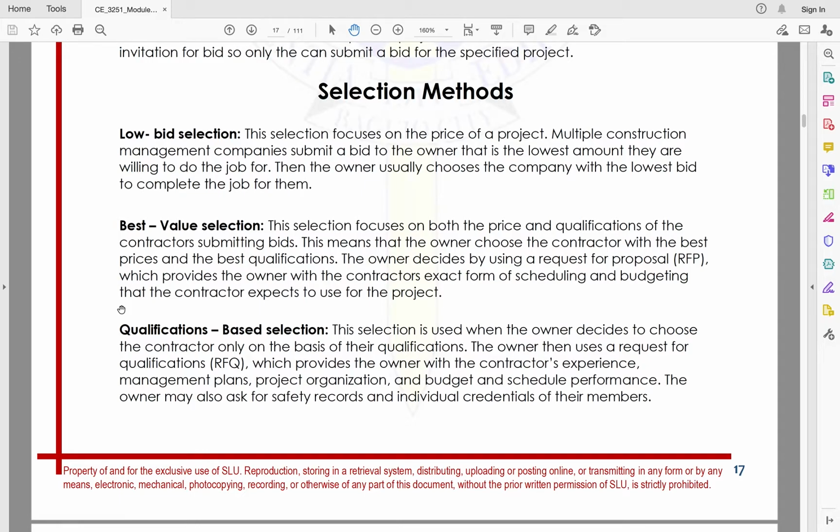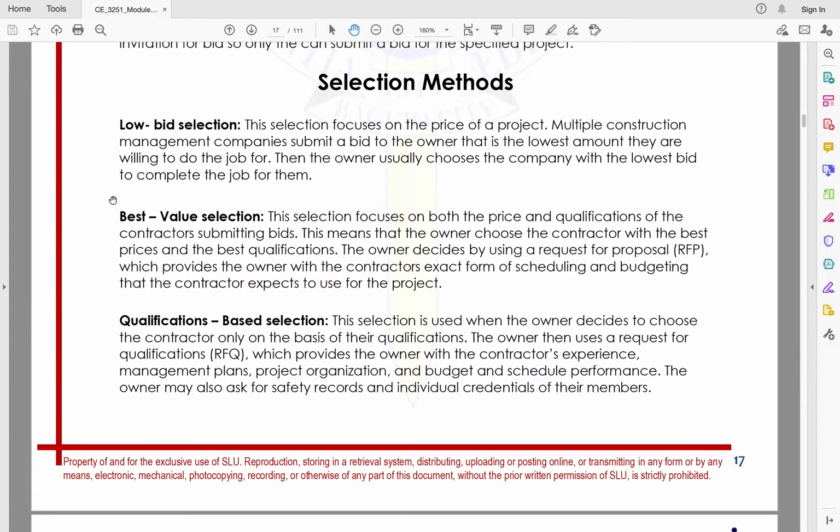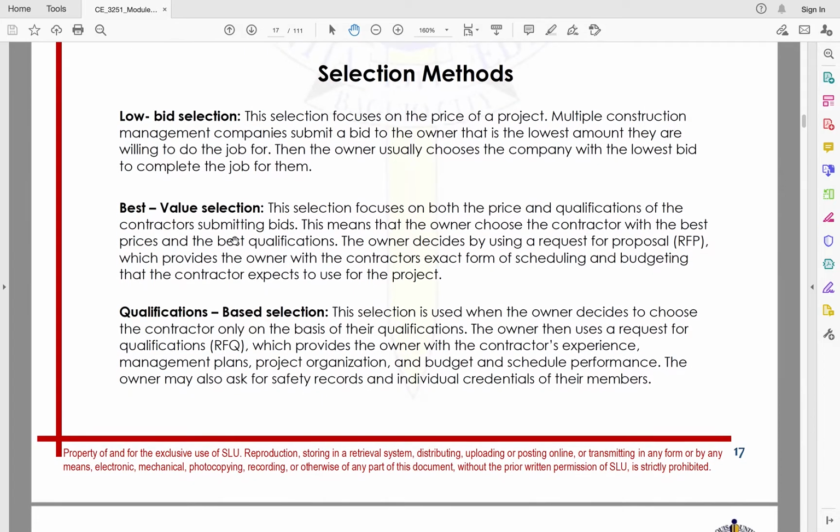So best value selection. Kung ikaw si client, titignan mo yung price, then titignan mo yung plan. So, hindi porket ikaw yung lowest price, ikaw na yung mapipili agad. It can be a case na you are the third to the lowest price, but you have the best plan compared to other bidders. So, ikaw yung mapipili. So, that is best value selection.